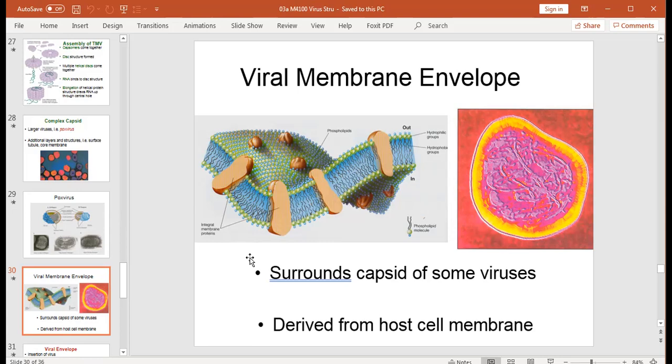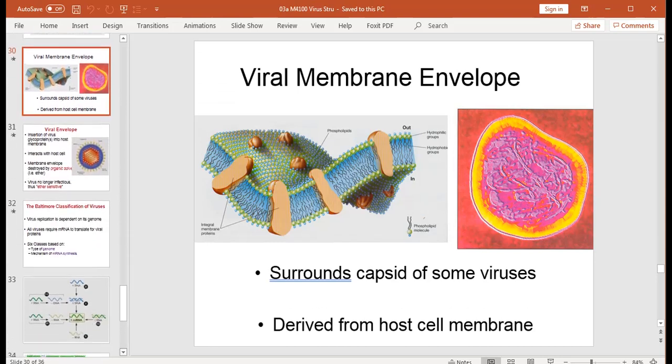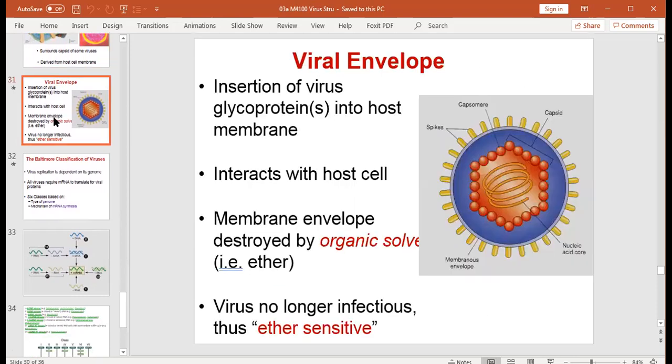Pretty much similar concept in viruses, and the viral membrane envelope is a structure that surrounds the entire capsid of a virus, and this envelope is derived from host cell membrane. So let's see what will happen. When a virus wants to get out of a cell, it basically inserts itself and its glycoproteins into host cell membrane, and these glycoproteins interact with the host cell membrane.